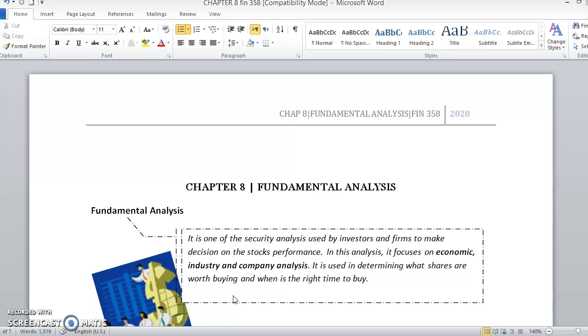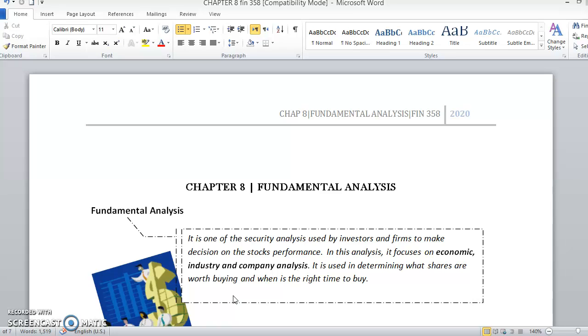For FIN358 Investment Management. So this Chapter 8 and Chapter 9, which is called Technical Analysis, is actually quite important for analysts in performing thorough analysis towards the stock prices and the company's performance, in order for them to analyze which company to invest in, or which company is preferable for these investors to invest their money and so on.